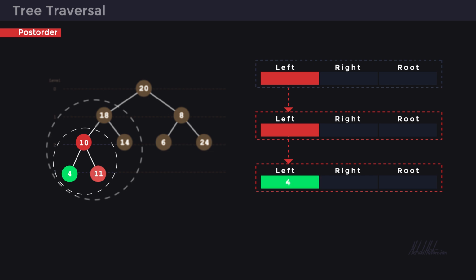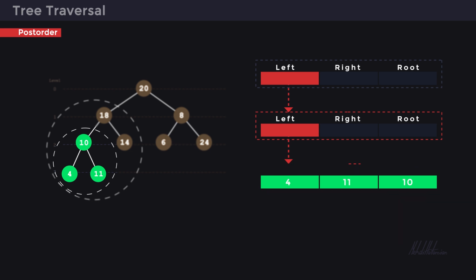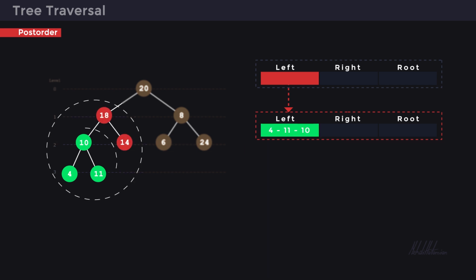Then we go to the right node, which is 11, and add that to the right position of the list. Finally, we add 10 as the root of this small subtree. We take this group and place it into the left position of the list from the previous stage we were processing. Next, we visit the right child, which is 14, and add it to the right position of the list. Then we add 18 as the root.